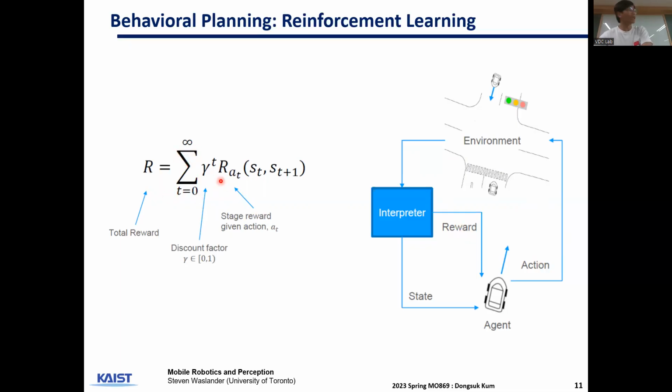And also the discount factor is between 0 and 1. So as you plan further into the horizon, the reward gets smaller. Then the reward is for the action at time t based on the current state as well as the next state. So the result of reinforcement learning is that you should have an action that maximizes this reward, in order to maximize this overall reward.